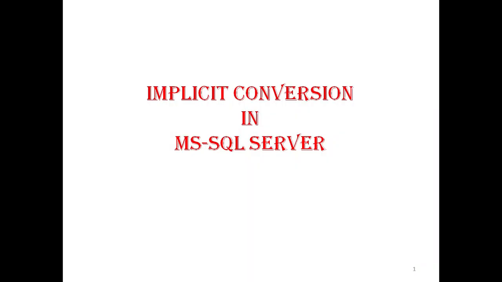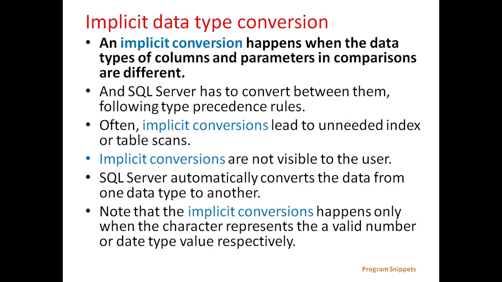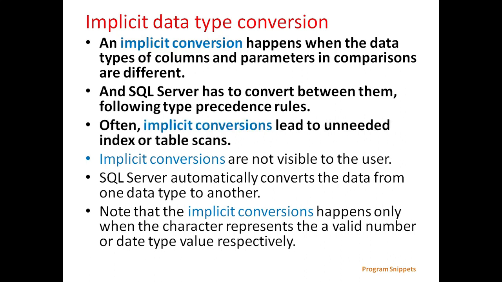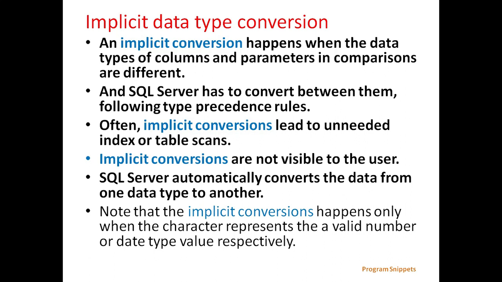Here we will see implicit conversion in SQL Server. An implicit conversion happens when the data type of columns and parameters in comparisons are different, and SQL Server has to convert them following type precedence rules. Often implicit conversion leads to unneeded index or table scans. Implicit conversions are not visible to the user. SQL Server automatically converts the data from one data type to another.